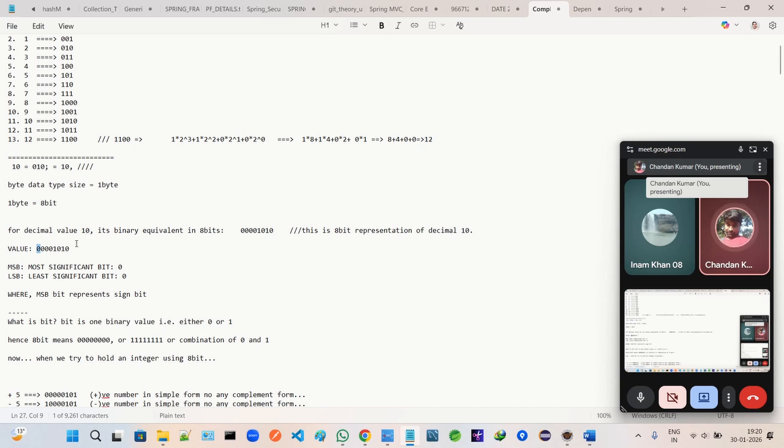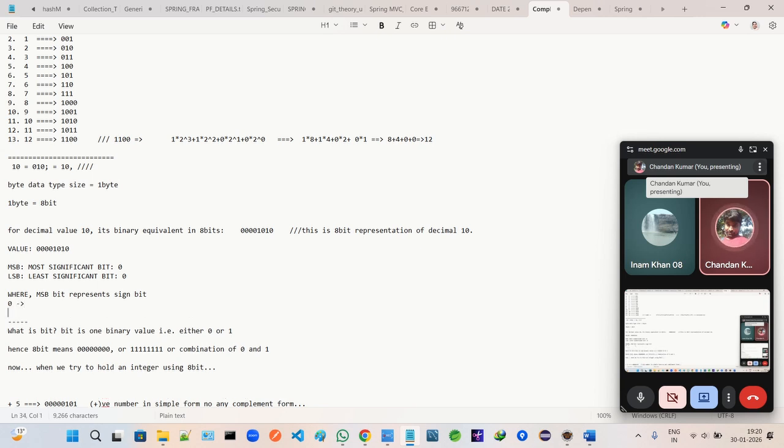But how? Let me tell you. This is called the most significant bit, and this the least significant bit, where the MSB represents the sign bit, and the sign bit can have two values, either 0 or 1. If the sign bit, that is the MSB, is 1, it means the given binary value is negative. That's it.